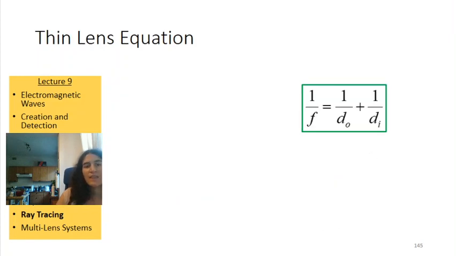Okay, and this is actually the most important equation. It's called the thin lens equation. So this is relating focal length, object distance, and image distance to each other.